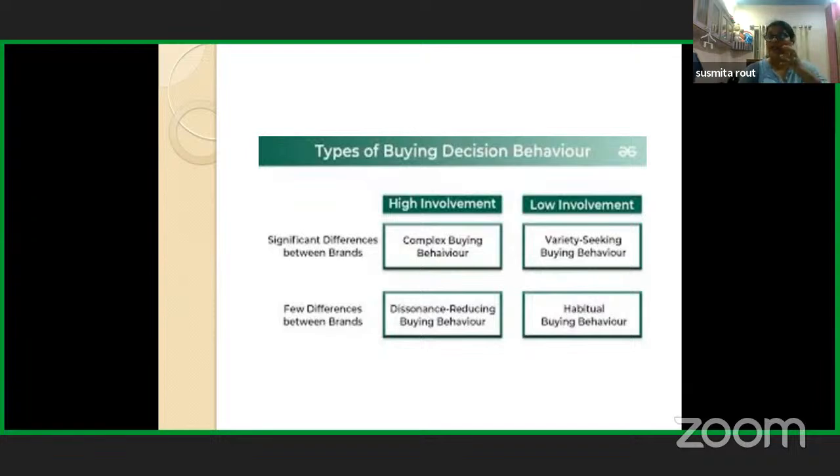Unless and until you have a very bad experience due to some reason, a very big bad experience, you will not change the brand. Otherwise, you will continue using that brand. This is called habitual buying behavior.